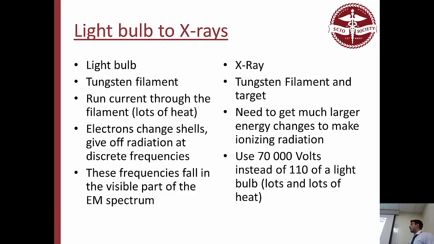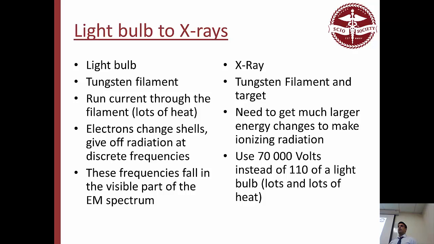So in X-rays, we use the same concept as light bulbs. We use tungsten filaments again. We use 2 tungsten filaments. We'll talk about the circuitry. We need to use much larger voltages because we need to make much larger energy changes. That's basically the same concept there. So we're making radiation using electricity again. And remember, because we're using a lot more voltage, we're making a lot more heat.